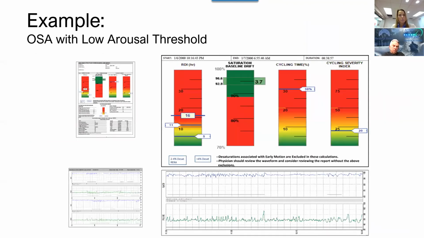And we see an example here. Again, we're looking at the overall RDI is 16. We have 5 greater than 4% DSATs per hour, a normal saturation baseline, and a high cycling time with a low cycling severity. So relatively unstable, but mild in nature.